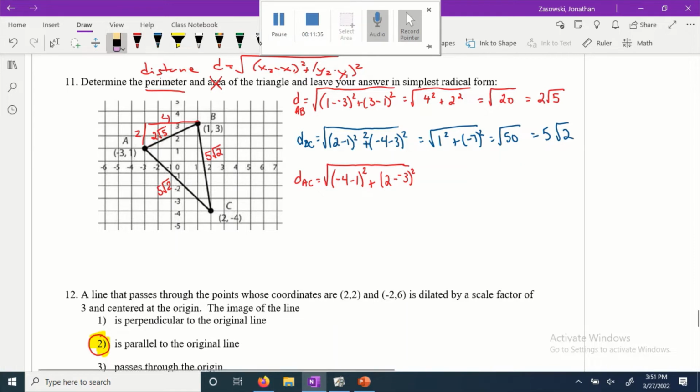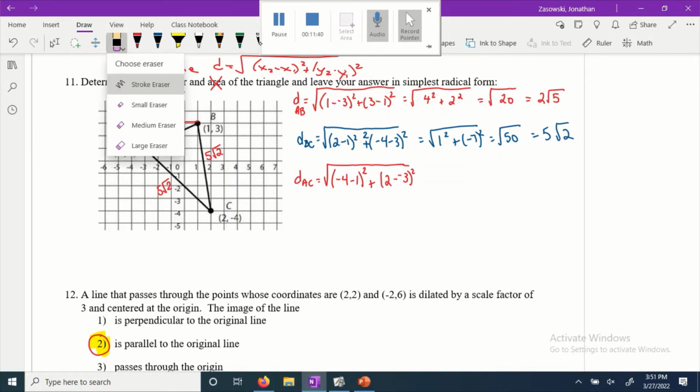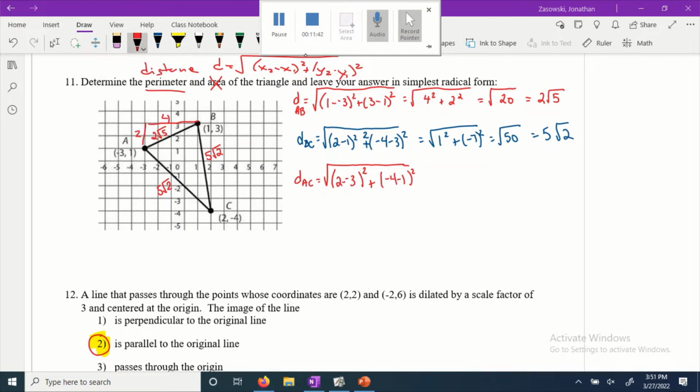And then the last one, once again, we're going to go from negative 4. Oh, we did the y's again. I'll fix it. So 2 minus negative 3 squared, which is plus a positive, and then negative 4 minus 1, which is negative 5, gives us the square root of 5 squared plus negative 5 squared, which is 25 plus 25, so that's 50. And once again, this is 5 square root of 2.